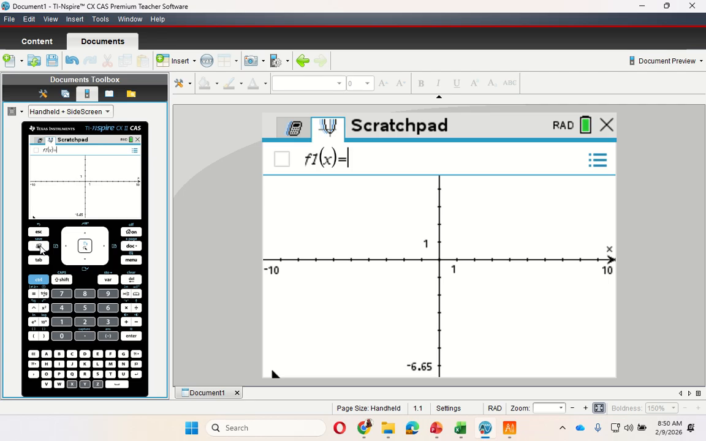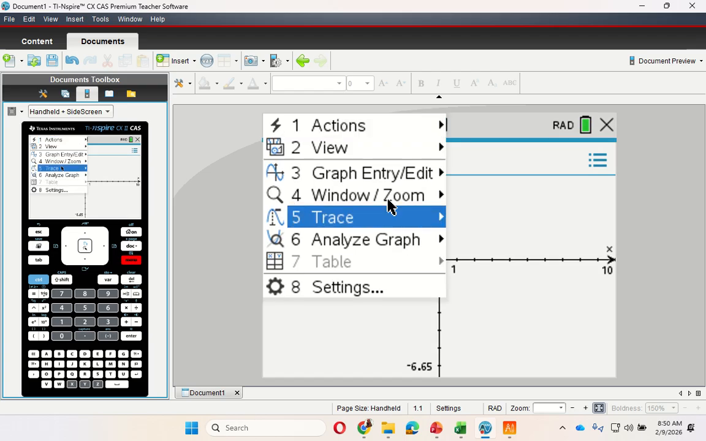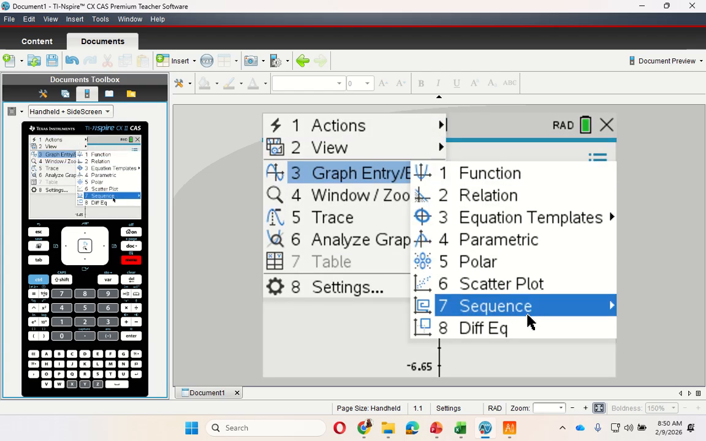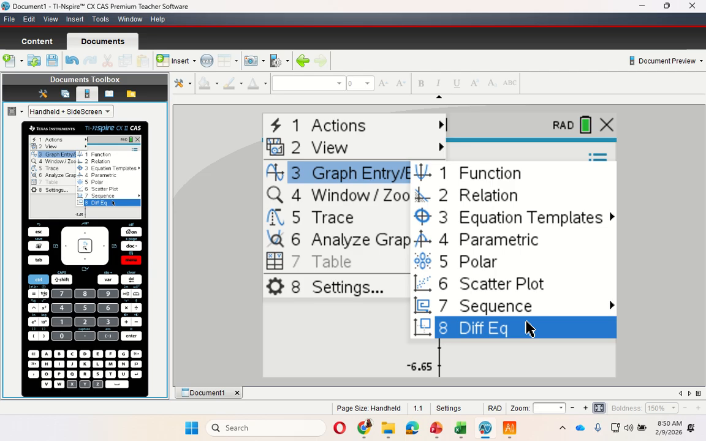Go to the graph. Now make sure you clear it. Do you guys remember how to clear it? You go Doc B, clears everything. Now menu, since it's already right here, I'm going to go menu, graph, entry, edit, and I want a differential equation. Writing these steps down might be important because you're probably going to forget in between now and then.